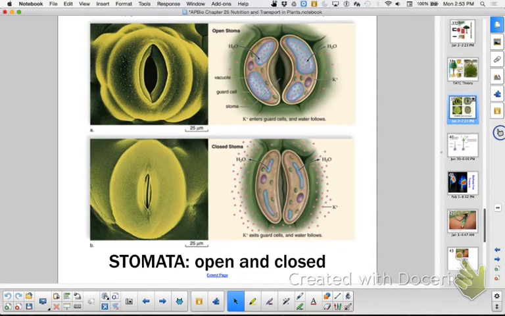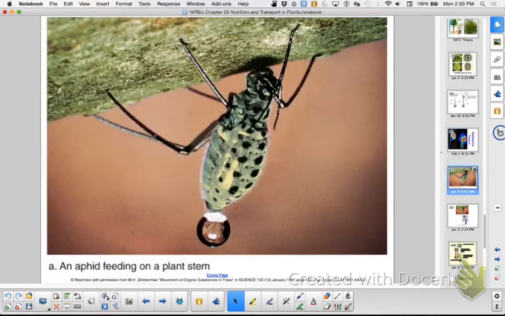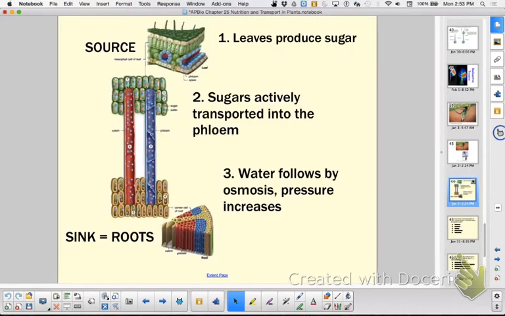Next, let's talk about phloem. Here you can see an aphid tapping into the phloem, and the phloem's coming in so strong, it's actually coming out its cloaca. It's called the pressure flow hypothesis. Whereas the way xylem works is with a pull, phloem works with a push.